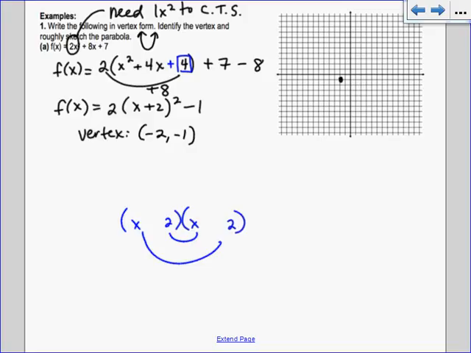How about the y-intercept? What happens when you plug in a 0 for x? What do you get? 7. So it's 0, 7. 1, 2, 3, 4, 5, 6, 7. Okay, so we can sketch our parabola. That's all we needed. Done.